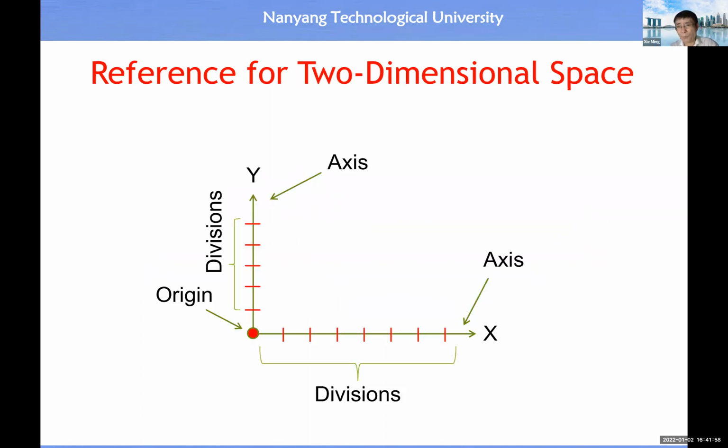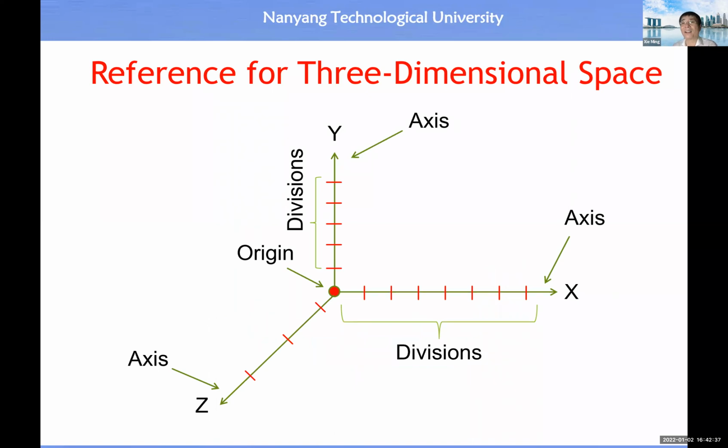If we want to study position or motion on a planar surface, or in a two-dimensional space, then we need two references in two different directions: one in the horizontal direction, another in the vertical direction. Each reference corresponds to one axis. Then we can make the origins of these two axes superimposed together, just to simplify the notation.